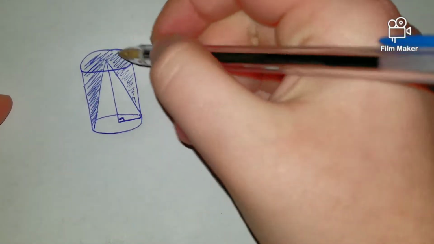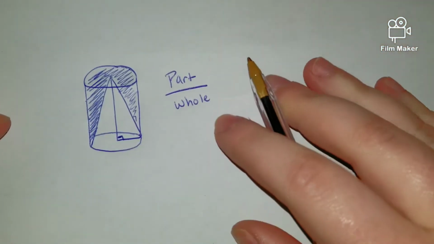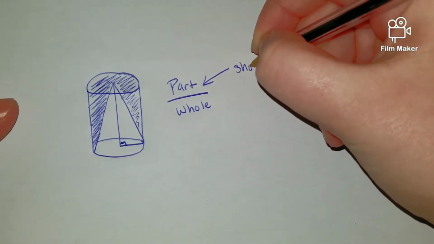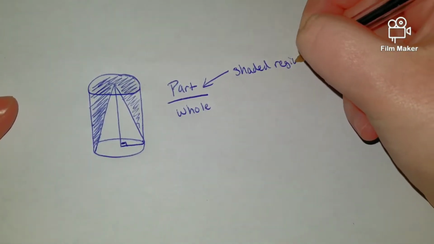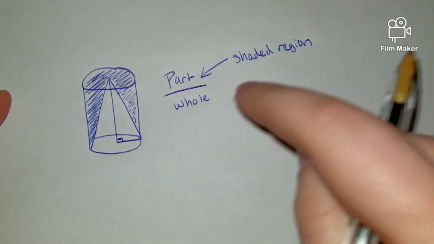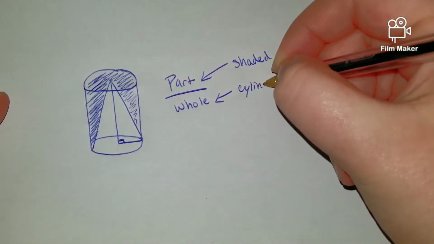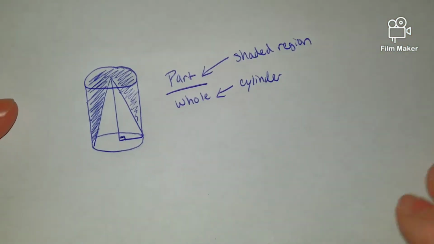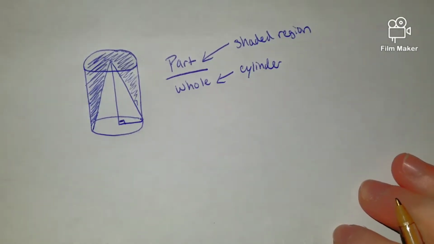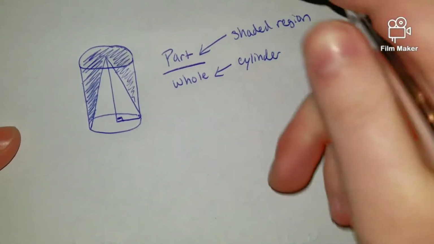This shaded region, because that's what we're trying to find the probability of, would be considered the part. So I'm going to go ahead and call this the shaded region. And since we're finding the shaded region of the entire cylinder, we know that the whole is the entire cylinder. Now that we have this figured out, we can start putting together an expression using this setup. And it's going to look like this.